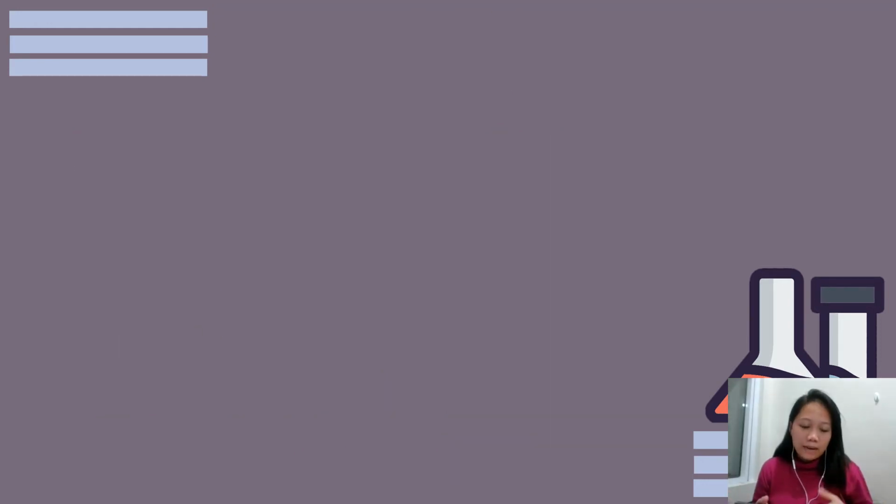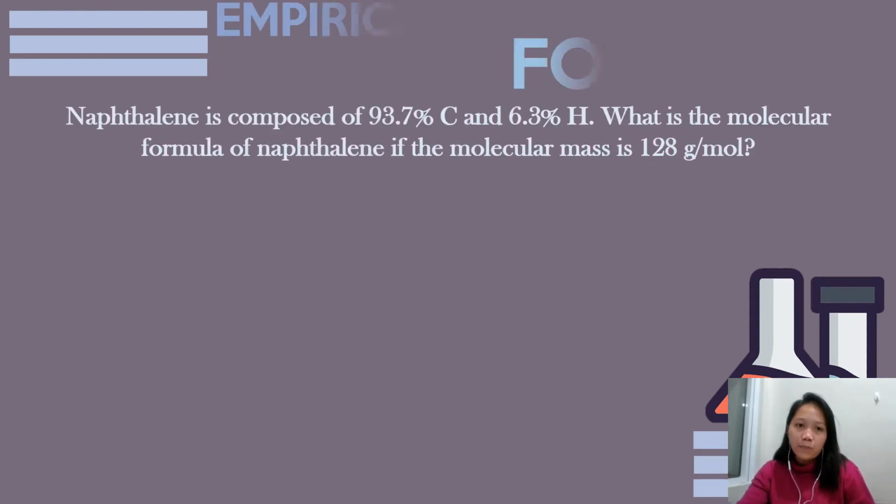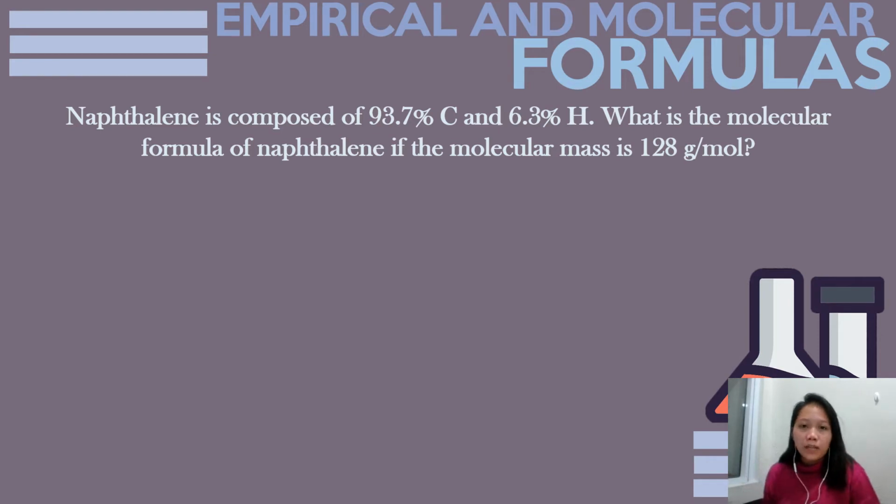So let's have one example involving empirical and molecular formula. So we have here a problem. Naphthalene is composed of 93.7% of carbon and 6.3% of hydrogen. What is the molecular formula of your naphthalene if the molecular mass is 128 grams per mole? So pwede nyo ring sabihin na, Miss, bakit pa natin kailangan isolve? You can just directly search this one in the internet and you already have the formula for your naphthalene. Well, you're right, but we have here a problem that we need to answer. And you were asked, what is the molecular formula of this chemical compound, which is naphthalene?